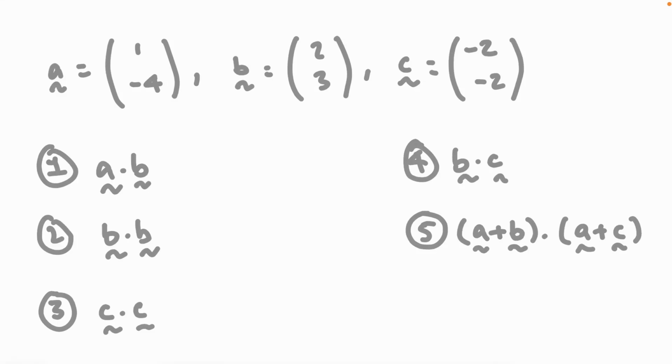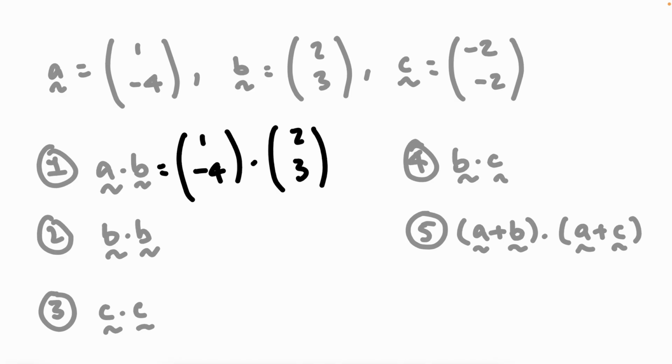Today we're going to be looking at dot products, more specifically the scalar product between vectors in 2 dimensions. So let's first start off with A dot producted with vector B. What does that even mean? What this means is we take vector A, which is 1, negative 4, and we dot it with vector B, which is 2, 3.